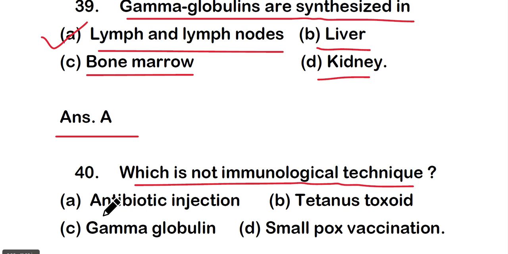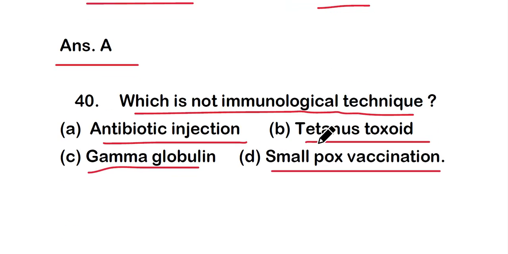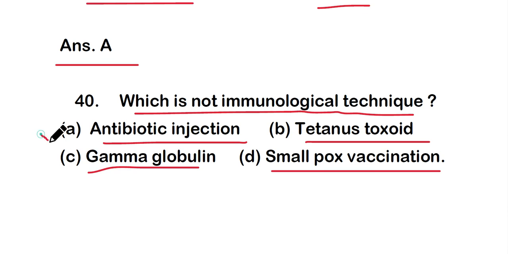And the options are option A, antibiotic injection, option B, tetanus toxoid, option C, gamma globulin, or option D, smallpox vaccination. So which one is not an immunological technique? And the right one is option A, that is antibiotic injection is not an immunological technique.